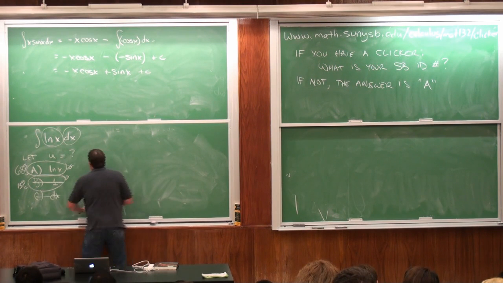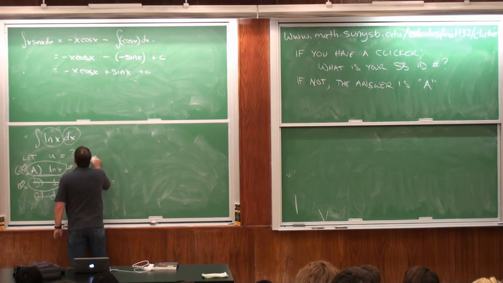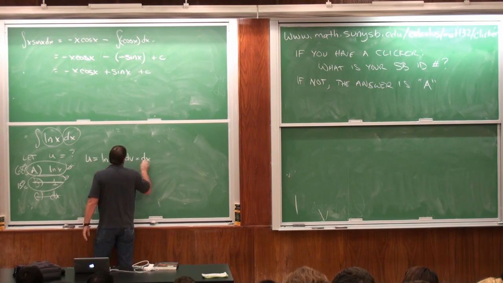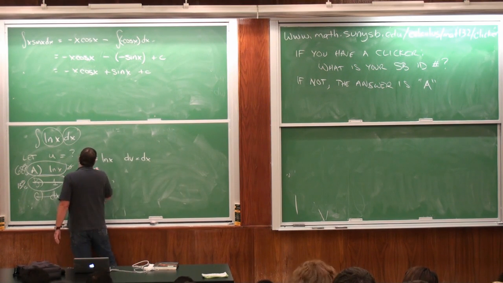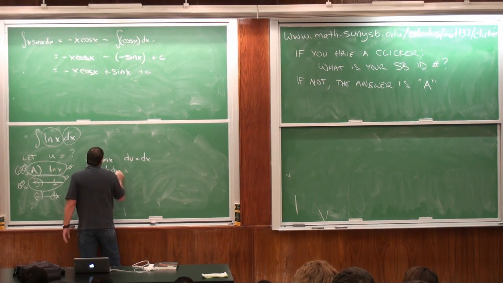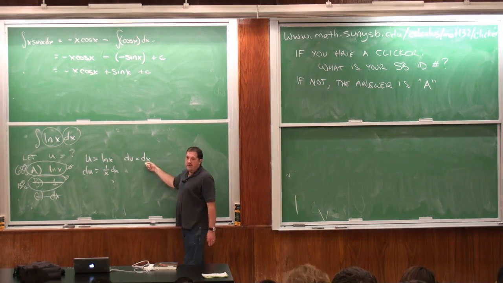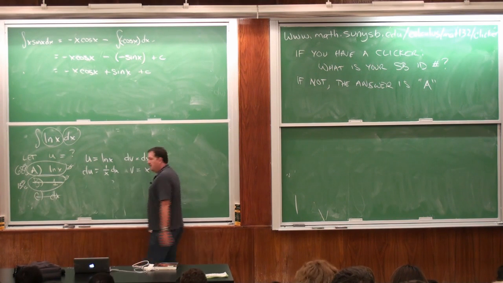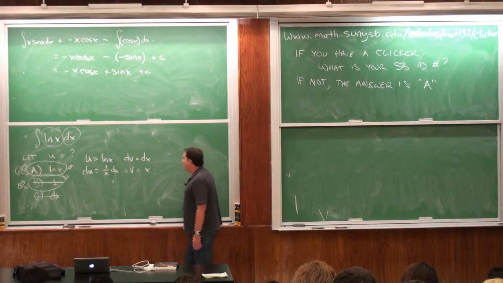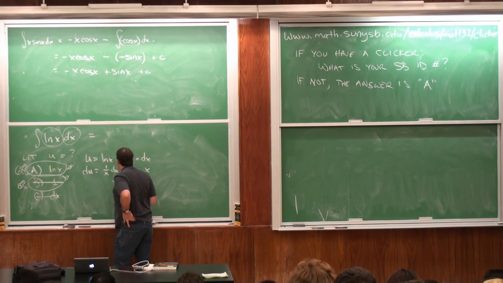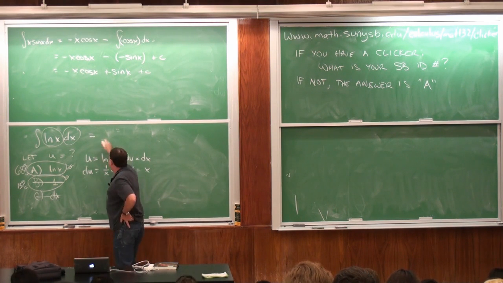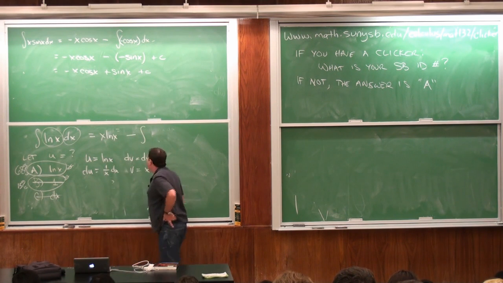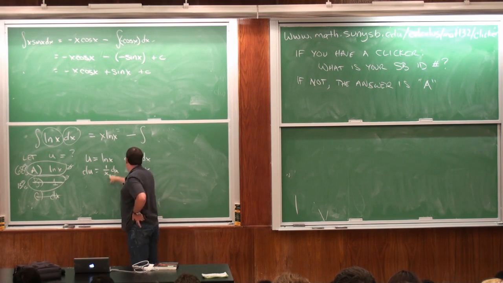is I'm going to let u be the log, and dv be dx. And then du is 1 over x dx. And I can integrate dx to get x. And so now this becomes this times this, minus the integral of v du.